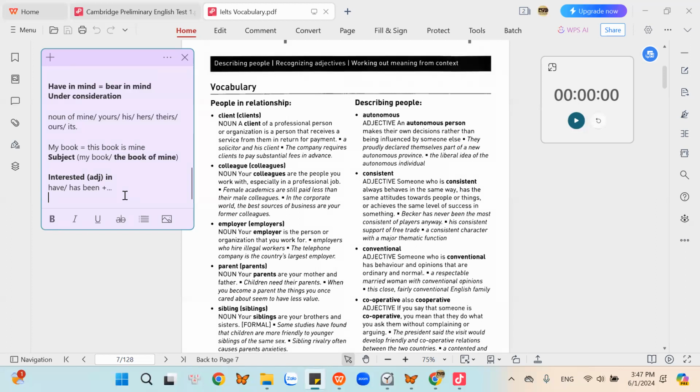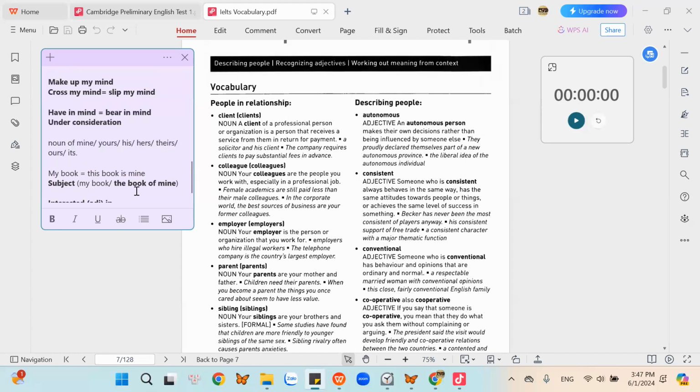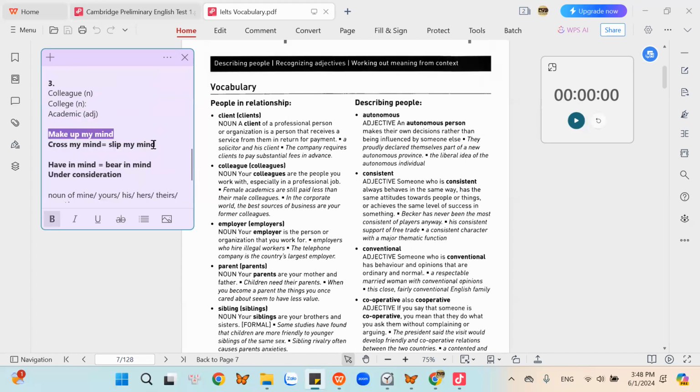So right here, we have to move on to the words make up my mind, cross my mind, have in mind, bear in mind, under consideration. And the phrase that we have learned, that is under misapprehension. We have to combine these things together. We have the second way for you to use this phrase, under misapprehension. If you want to join two sentences together and this phrase stands in the middle, you should use that in this situation.